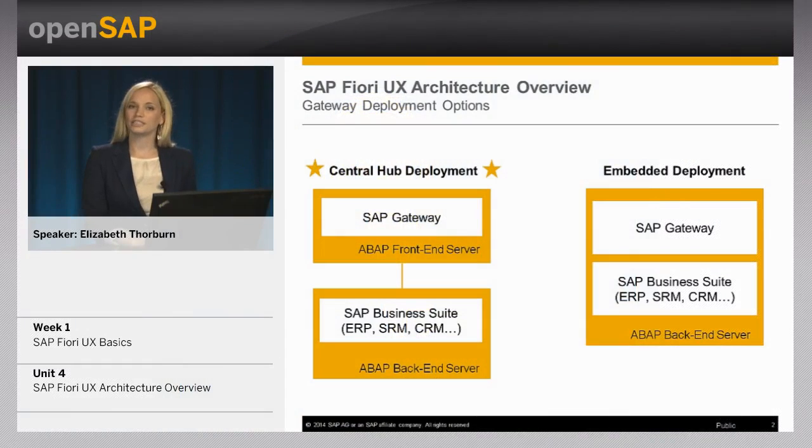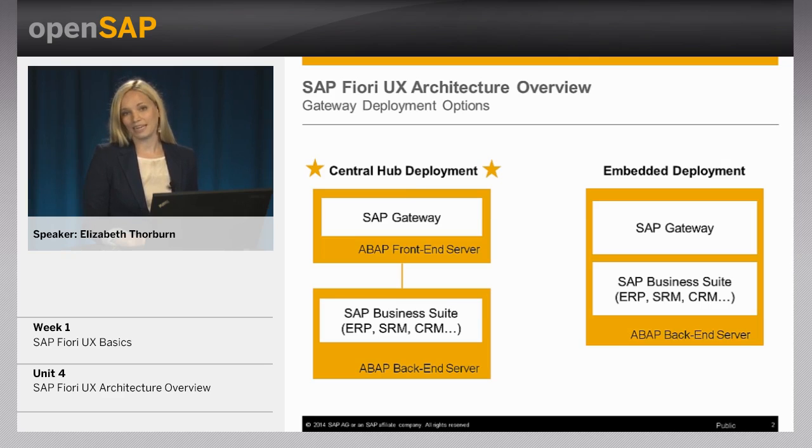To start off the architecture topic, I want to discuss with you the deployment options for SAP NetWeaver Gateway. Depending on your system landscape, you have two deployment options: a central hub deployment or an embedded deployment. When implementing Fiori apps into your landscape, we at SAP recommend separating your business logic and the UI components from each other by implementing the central hub deployment option. This deployment option provides a single point of maintenance for UI issues, as well as a central place for theming and branding SAP Fiori apps.